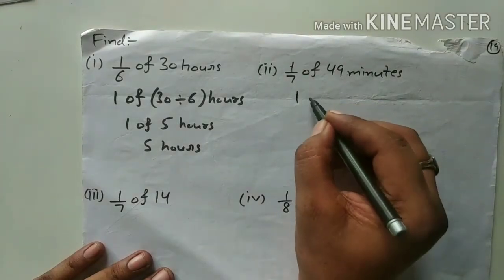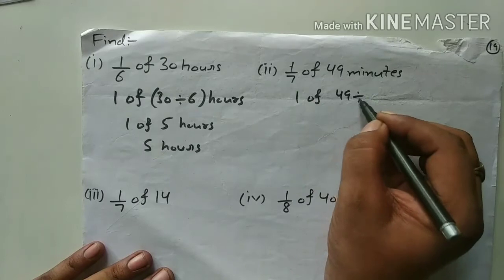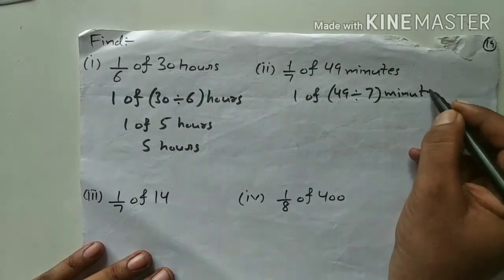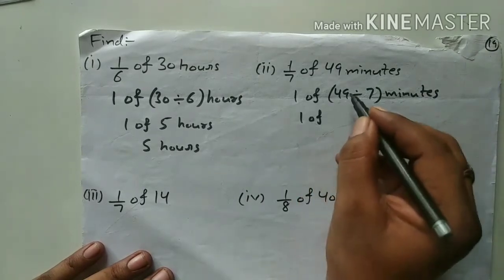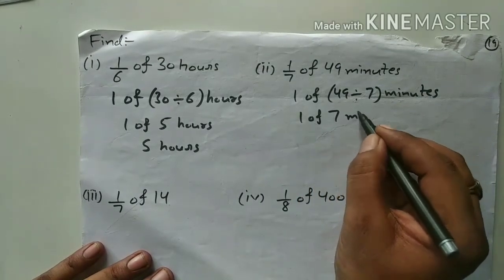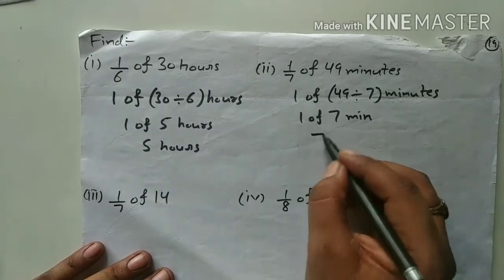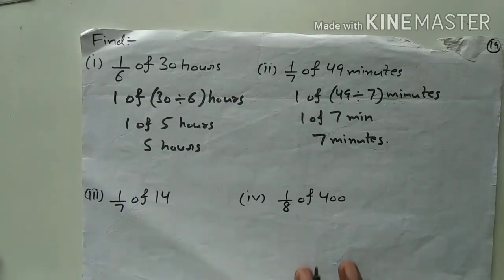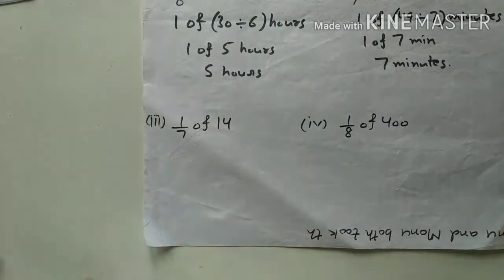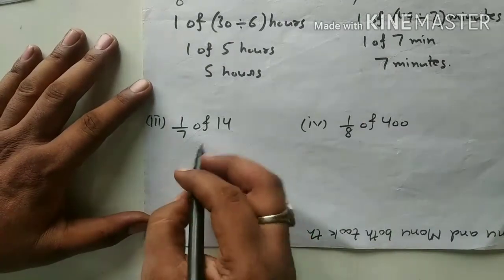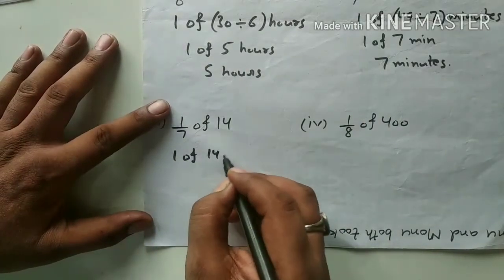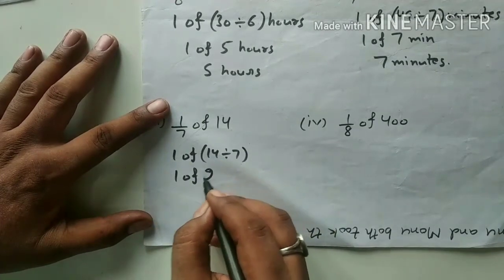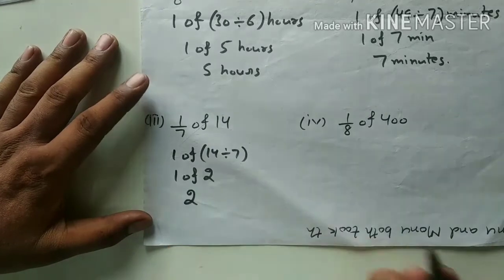Here, we will write 1 of 49 divided by 7 minutes. Okay. Now, 1 of 49 divided by 7, that is 7 minutes. Okay, 1 of 7 means multiplication, that is 7 minutes. This is the answer. Now, 1 by 7 of 14. 1 by 7 of 14 means 1 of 14 divided by 7. Okay, so 1 of 14 divided by 7, that is 2. So 1 of 2 is 2.